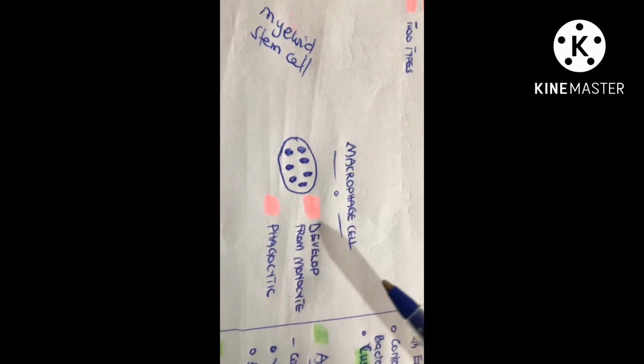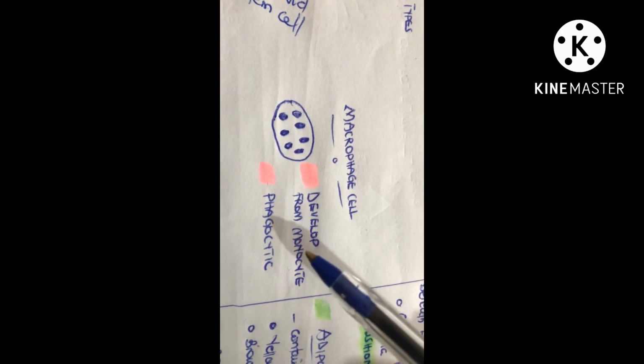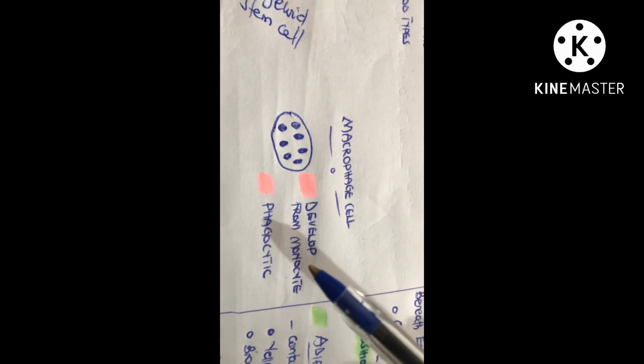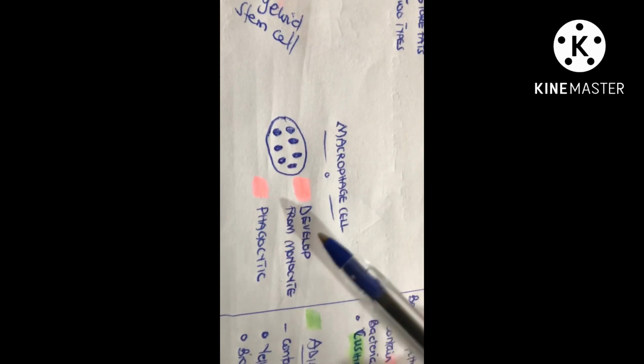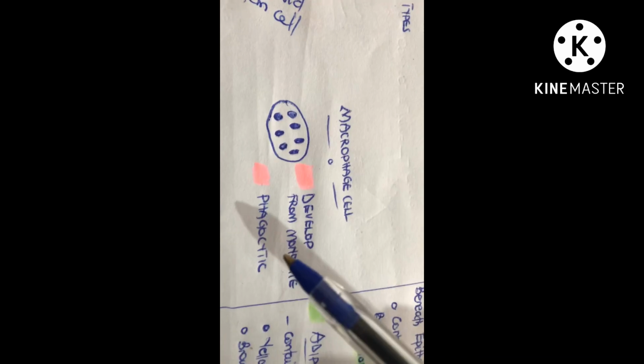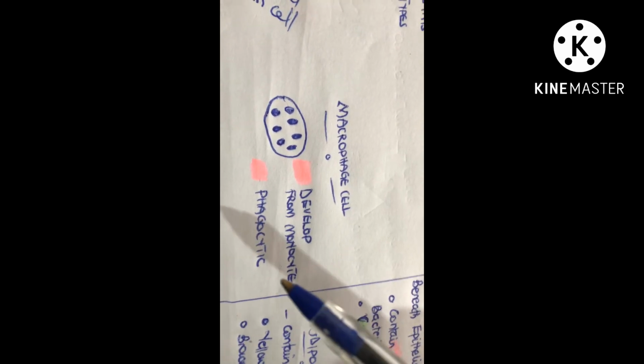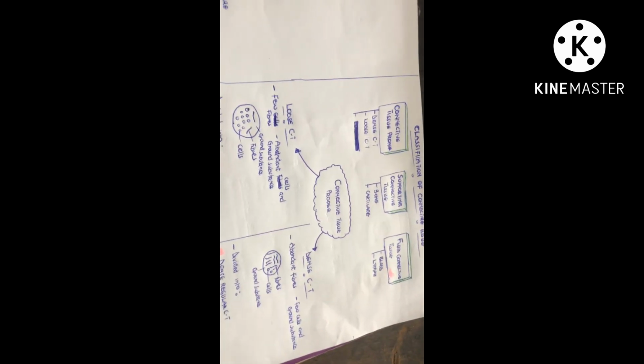Let's look at the last one, which is the macrophage. Macrophages develop from monocytes, which are an example of white blood cells, and they are phagocytic. They phagocytize pathogens or foreign substances in the body. So that's it for the cells. We will look at part 2, where we will talk about the classification of connective tissues. Thank you.